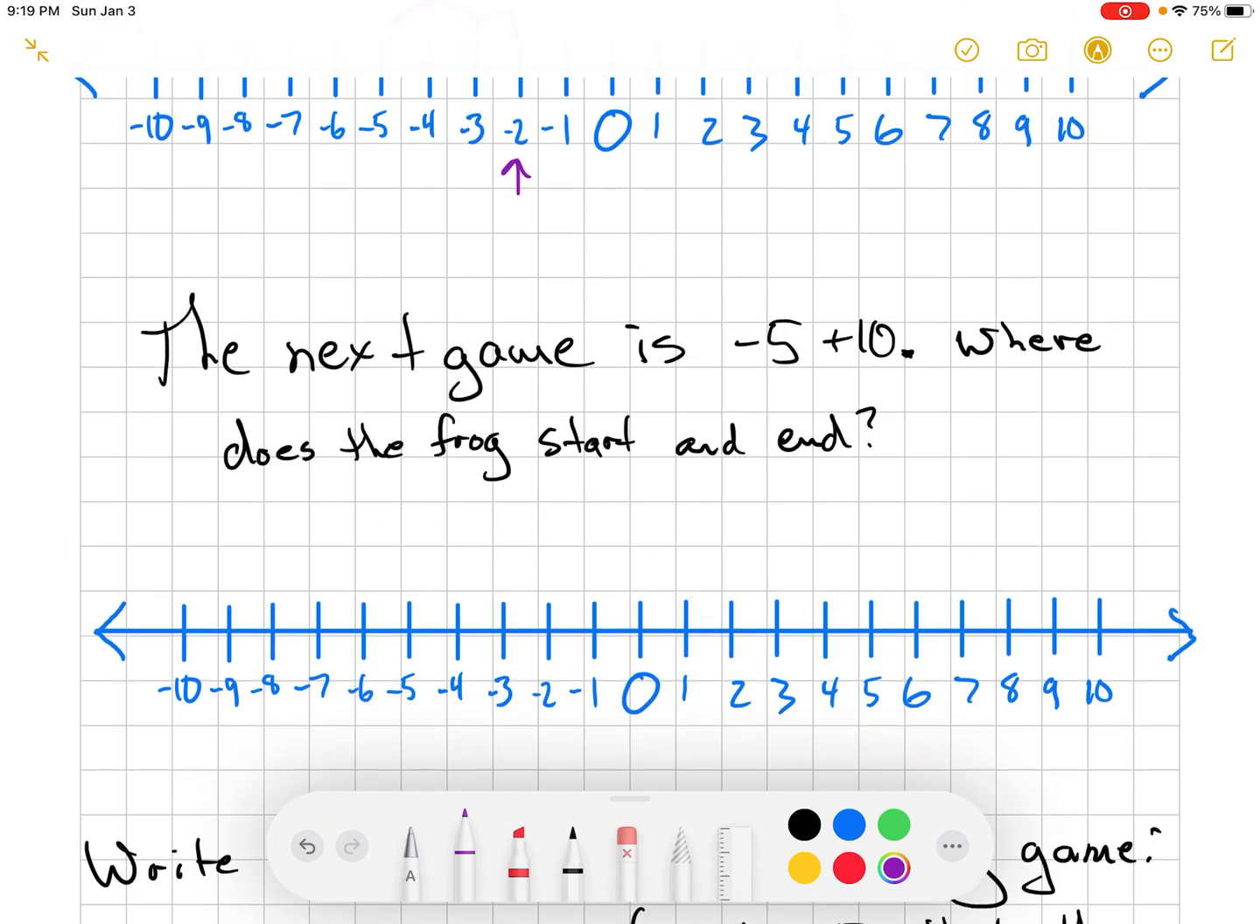Next game is negative 5 plus 10. Where does the frog start? The frog starts at negative 5, and it goes where? We're going to add 10. Notice it does not end... oops, 1 too far. Notice the frog does not end at 10, but the frog is moved 10 units from negative 5. The frog starts at negative 5, and I'm just putting it right here by the starts part, and it ends at where? Positive 5 in this case.